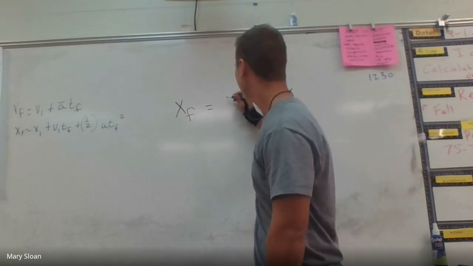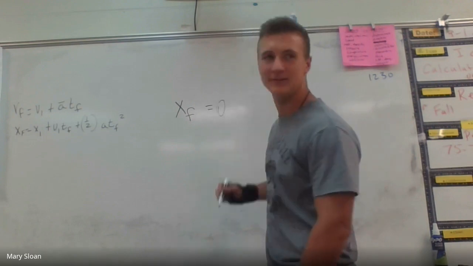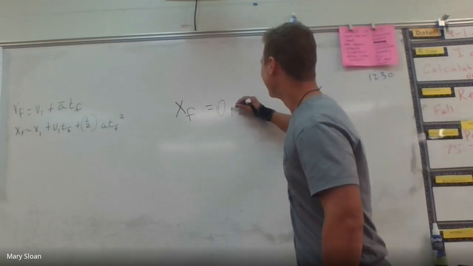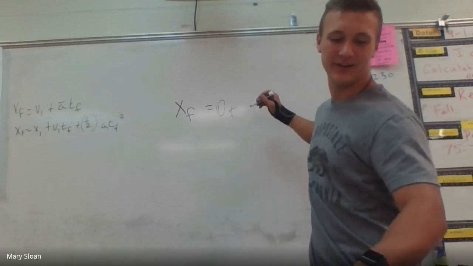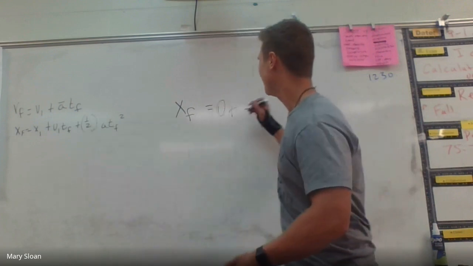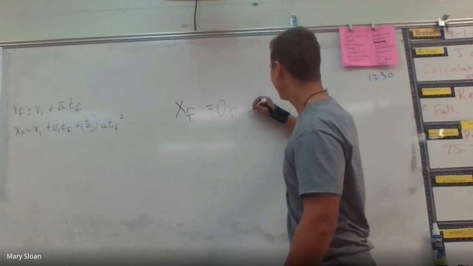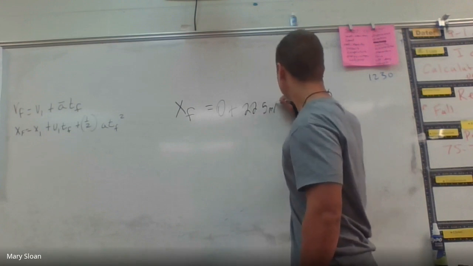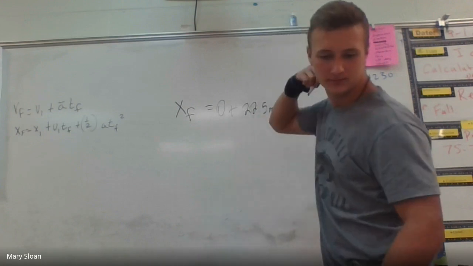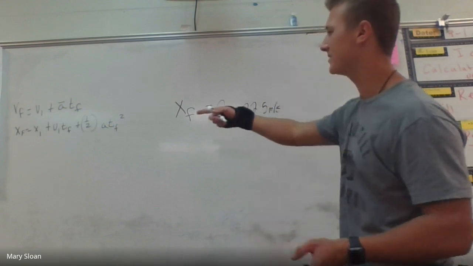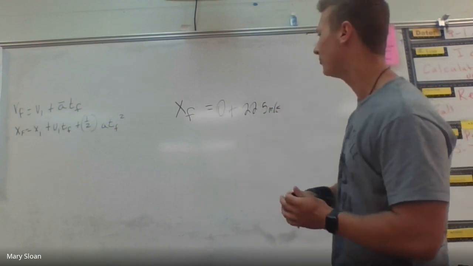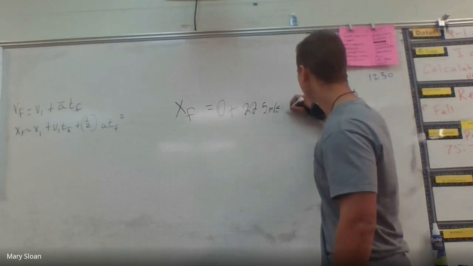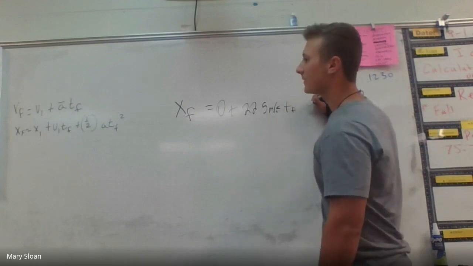The initial position would be 0. This is going on YouTube as well. And then you'd add the initial velocity, which is 22.5 meters per second. And then you multiply by the final time, which we don't know, so I don't know how you're supposed to do that.